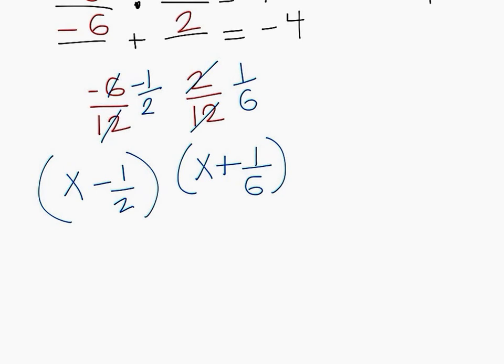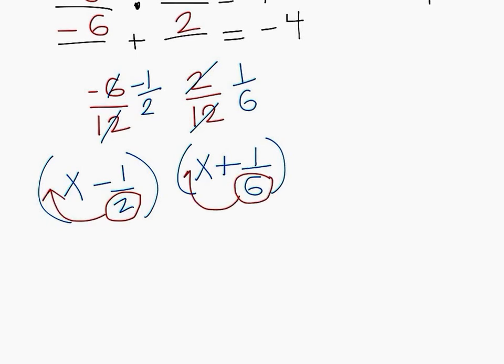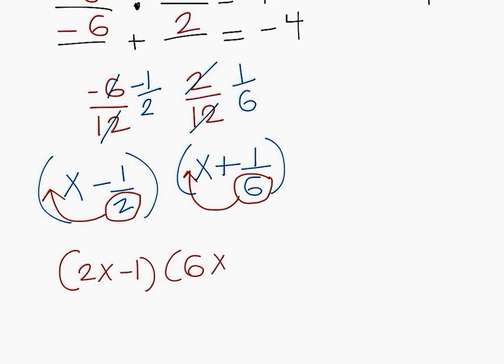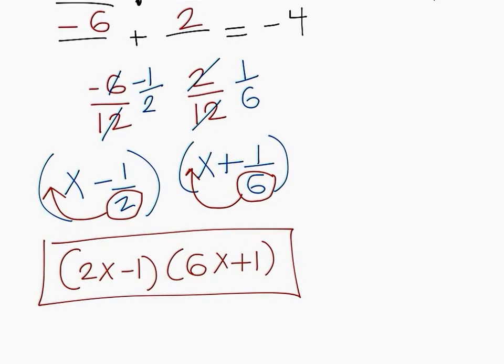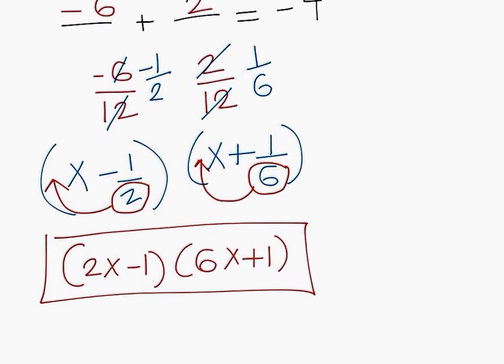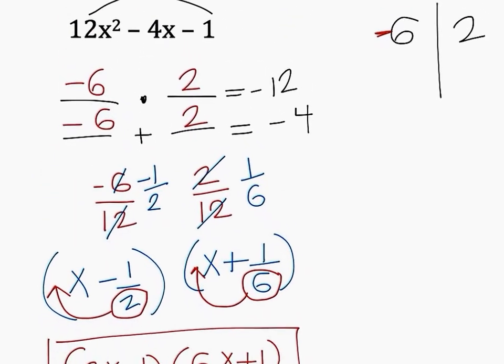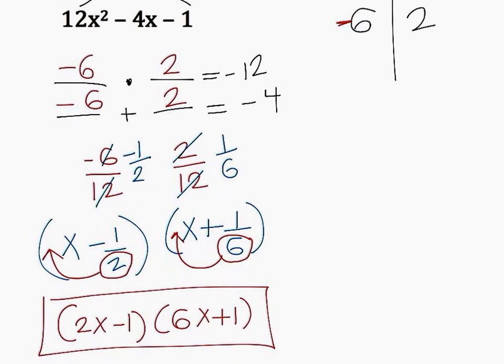But there's one more thing you need to do. Bottoms up. If you are left with a fraction, the bottom of the fraction should go in front of the x. So 2x minus 1 and 6x plus 1. Now remember to check your work. You can always FOIL to see if this factored form will give you the trinomial 12x to the power 2 minus 4x minus 1. Let's check.